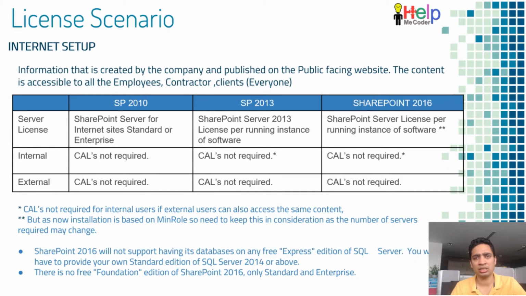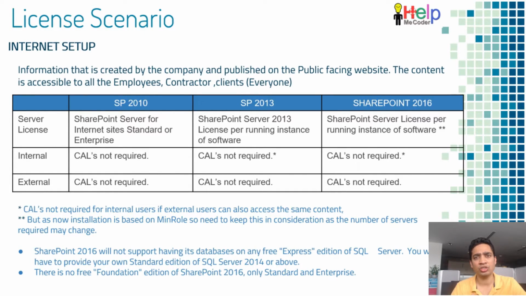So you still buy SharePoint Server 2013 based on per running instance of your software, and depending upon the nature of use, you will be buying CAL or you will not be buying CAL. In intranet you used to buy CAL, but with internet setup you don't require to purchase CAL. But there is a glitch here. If your content exposed on the internet is public content which is accessible by everyone, and your employees are also accessing the same, then the employee doesn't require a CAL license.